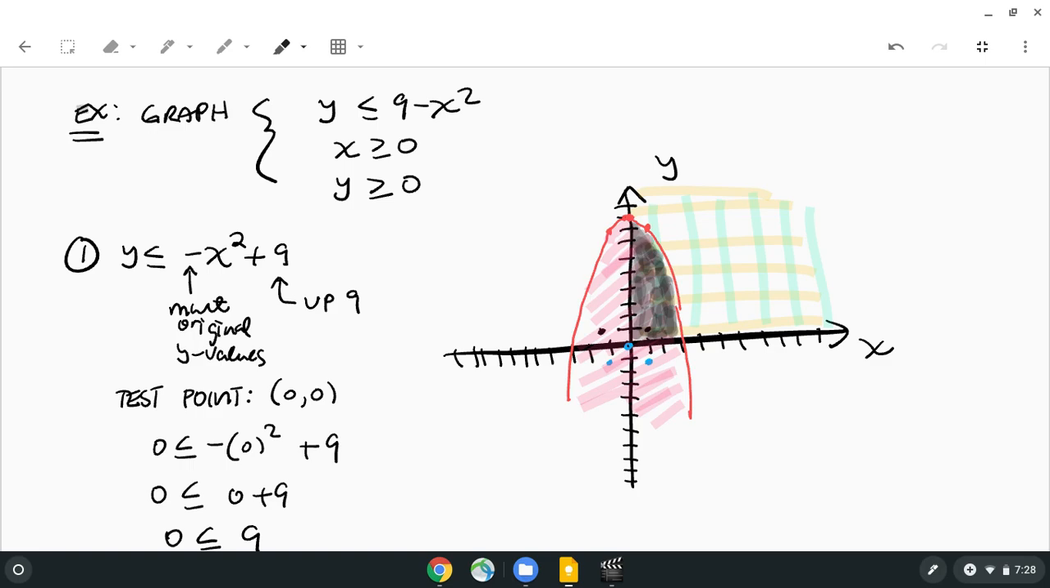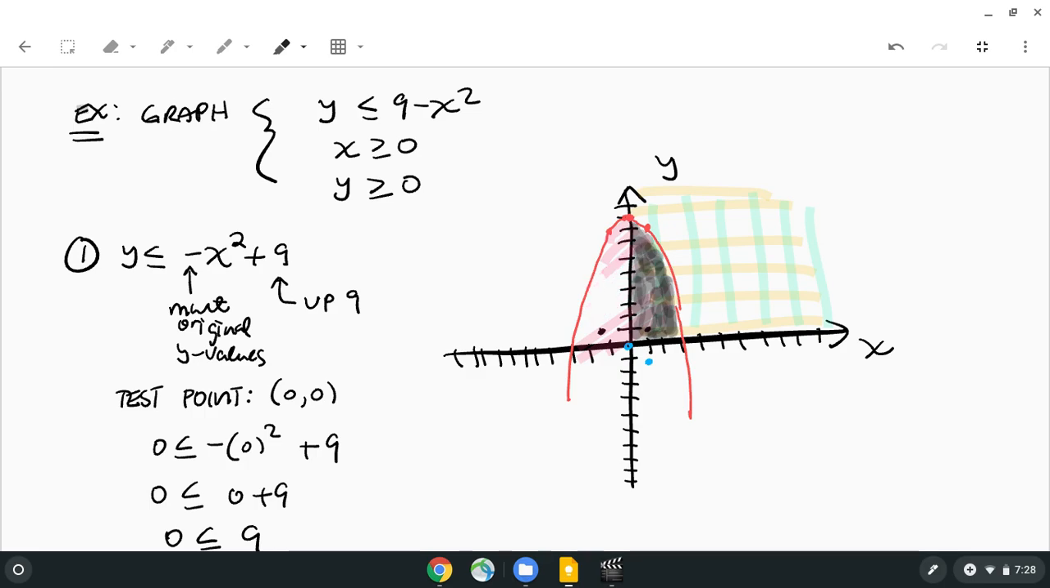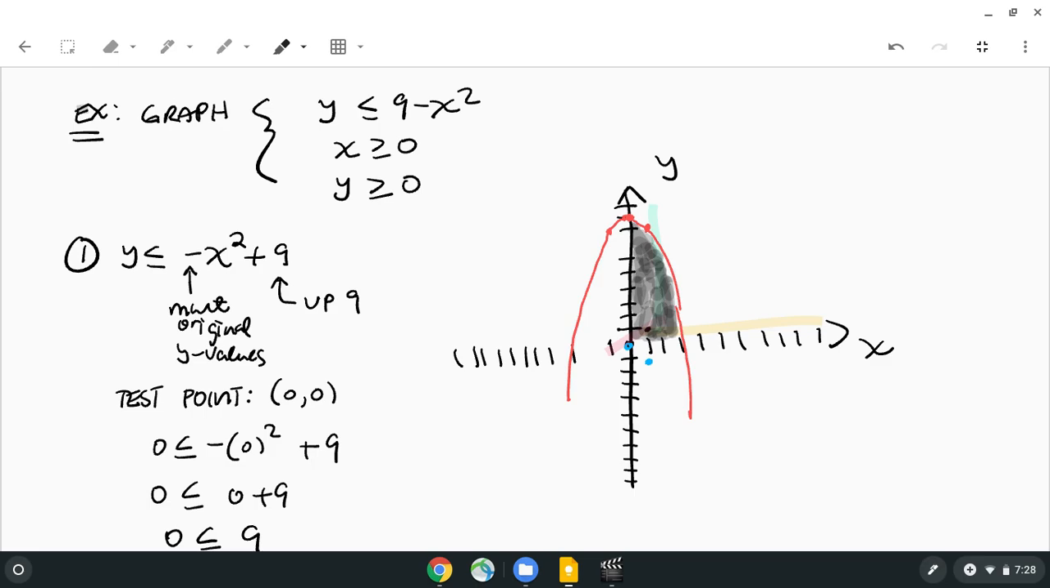So I could erase all the other stuff. I definitely don't want this down here. I don't need that. I don't need this anymore. I don't need those. I don't even need these. It's just that little piece right there. Let me put this back. So that would be my final solution, that gray area.